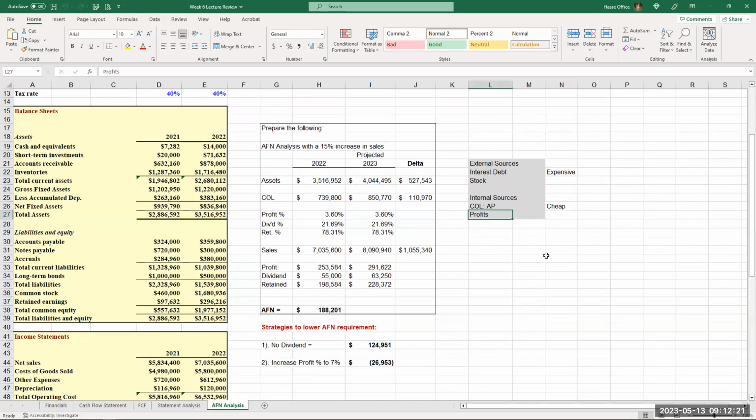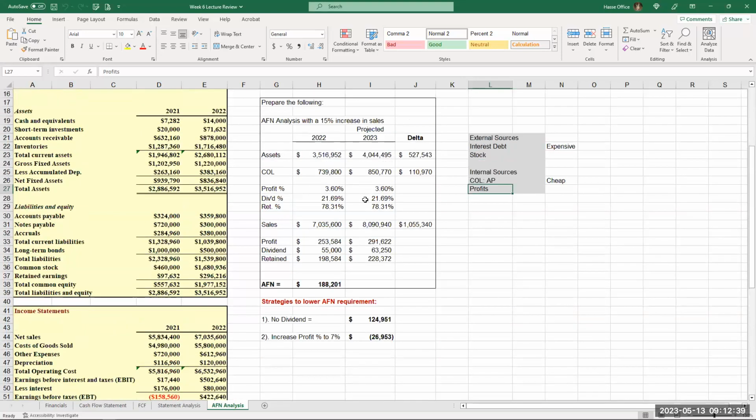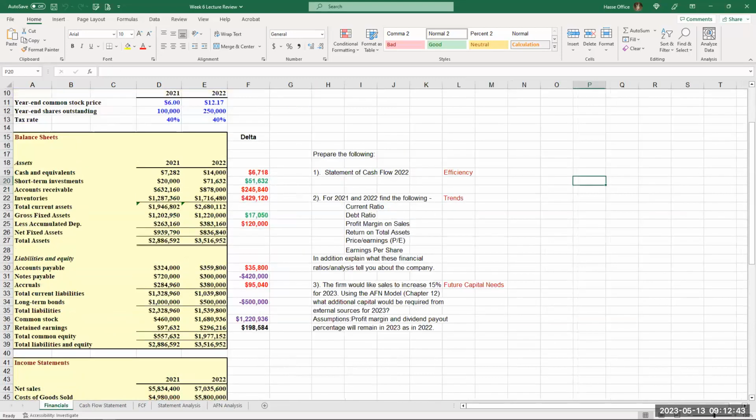So this analysis is taking financial statement information from the past, in this case to 2022, and projecting out into the future, 2023, of what you need to produce a 15% increase in sales. Now, it doesn't have to be 15%, but maybe you're under pressure in your company to grow, to fight the competitive markets. So look at this question number 3 here. The firm would like sales to increase 15% for 2023.